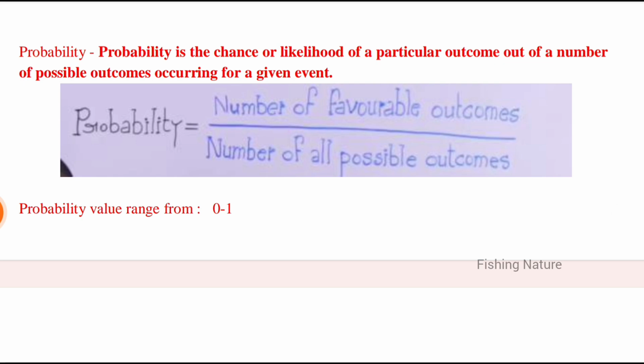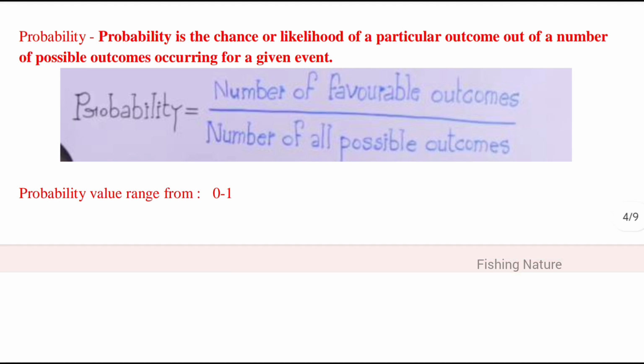Next, probability. All of you know probability is the chance or likelihood of a particular outcome out of a number of possible outcomes occurring for a given event. Probability means number of favorable outcomes divided by number of all possible outcomes.